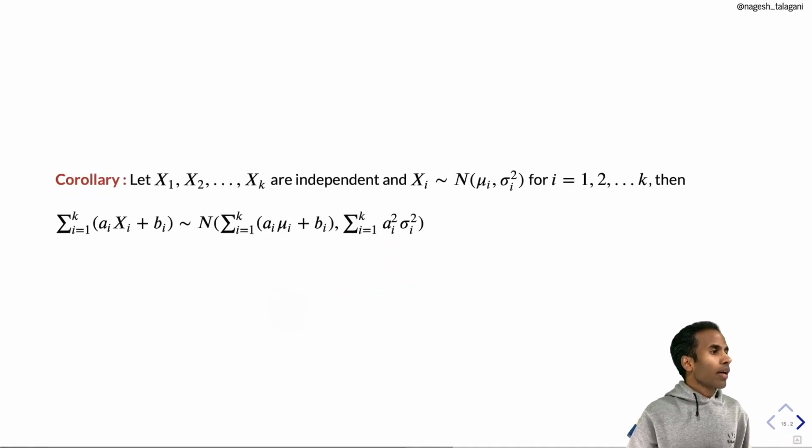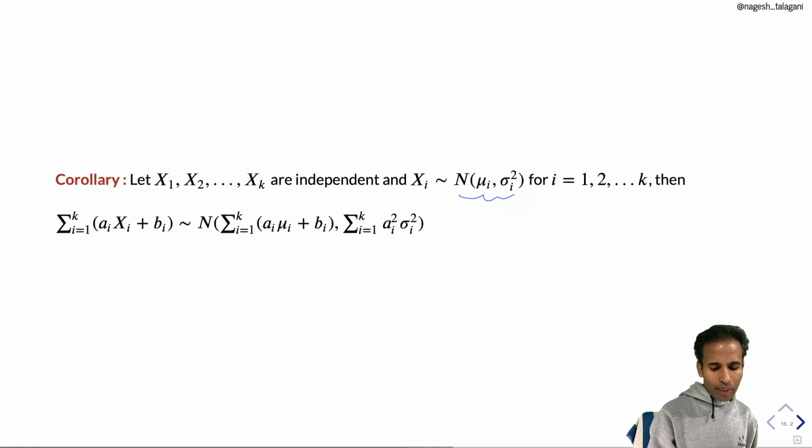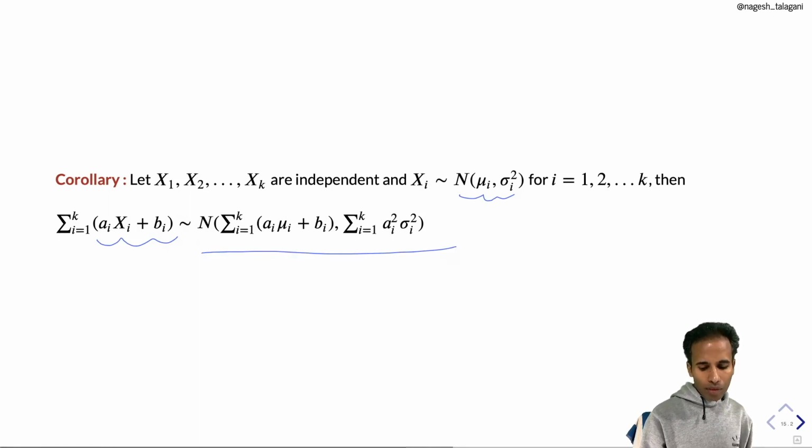Next, corollary. Let X1, X2, and so on, Xk be independent and Xi follows normal distribution with the parameters mu i, sigma i square, for i equal to 1 to k. Then summation of ai Xi plus bi from i equal to 1 to k follows normal distribution with the mean parameter summation ai mu i plus bi from i equal to 1 to k and variance parameter summation ai square sigma i square from i equal to 1 to k. Okay, this directly follows from the above theorem.